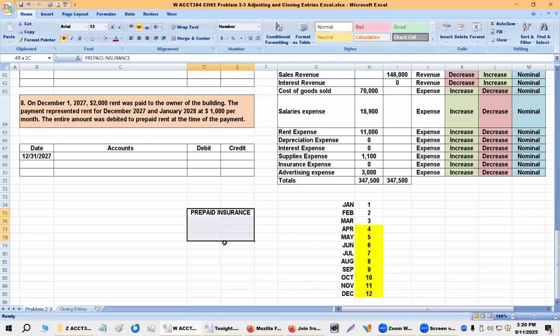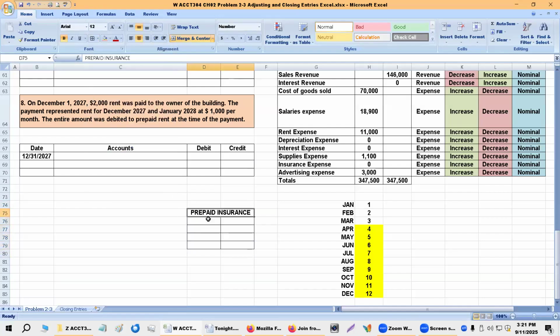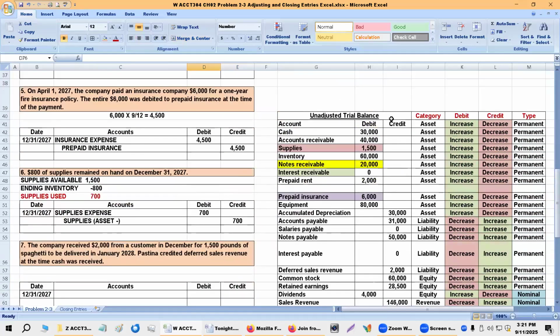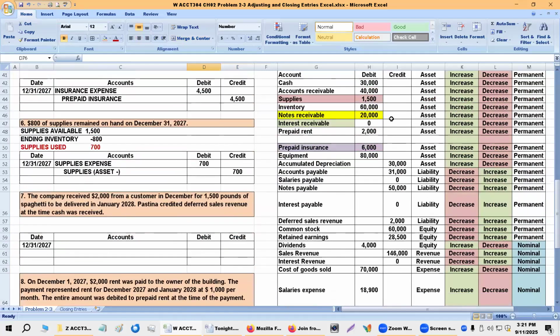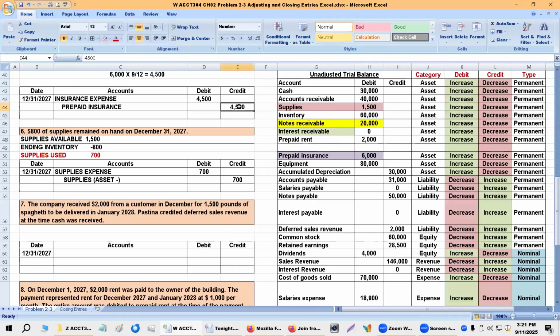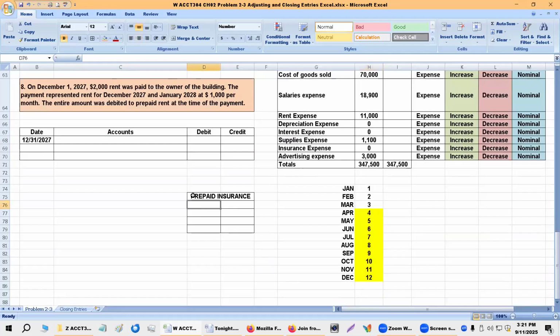Okay, so prepaid insurance. It's going to look like this. Let's see. Oh, here, prepaid insurance, 6,000. So there's 6,000 sitting in that account. And by the way, this is exactly why we make these journal entries. So there's 6,000 sitting in that account.